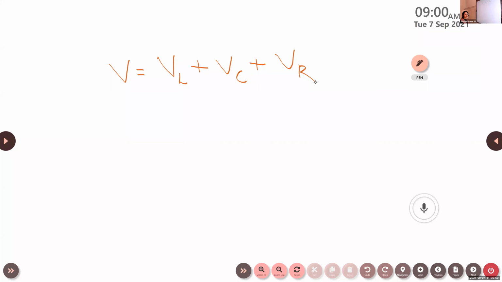By applying Kirchhoff's laws, we can say that V, the total or resultant voltage, is equal to the sum of the voltages through the individual electrical components. That is, V is equal to VL plus VC plus VR.